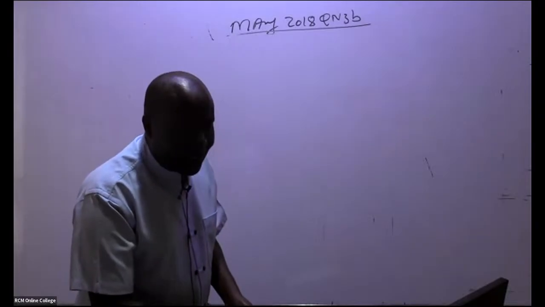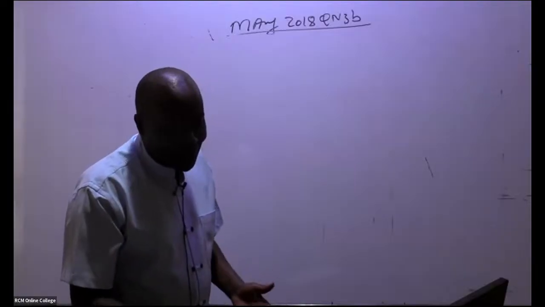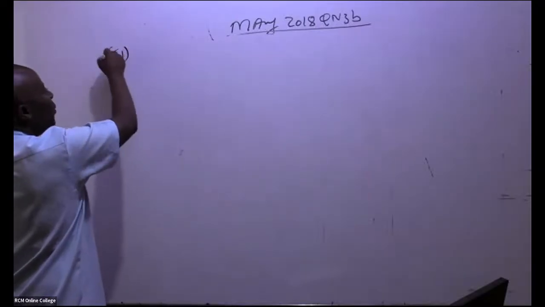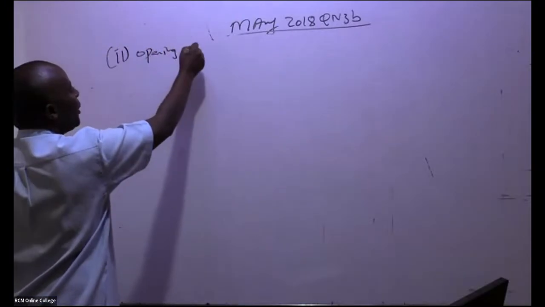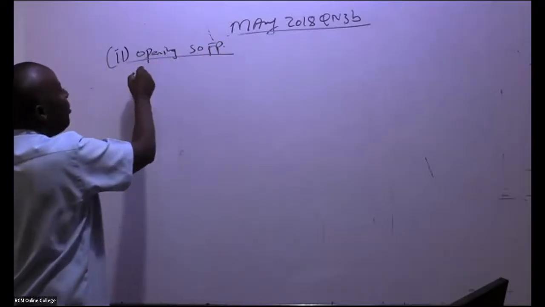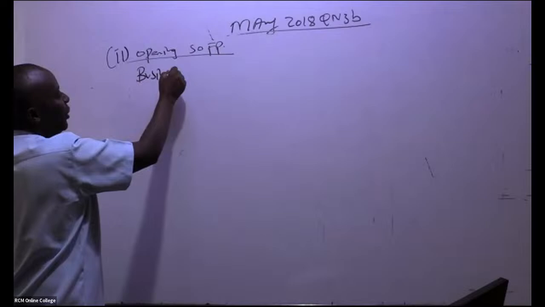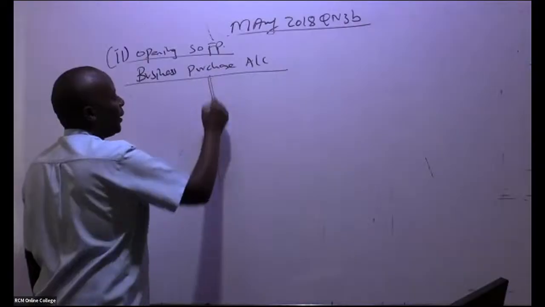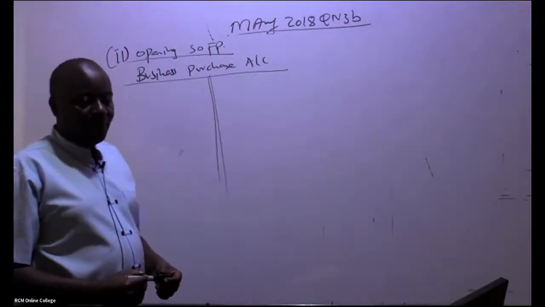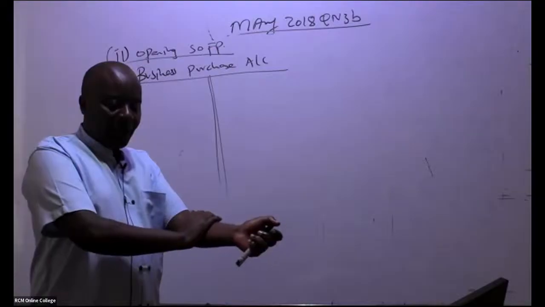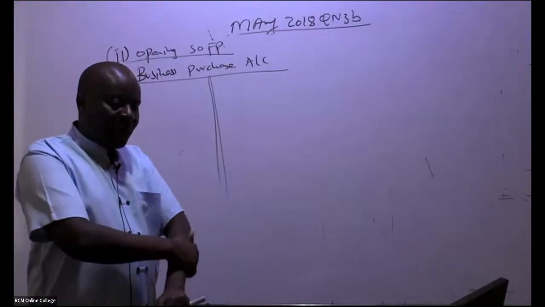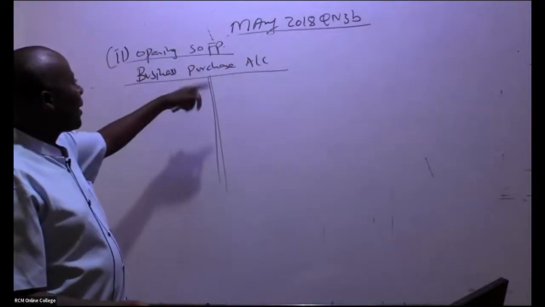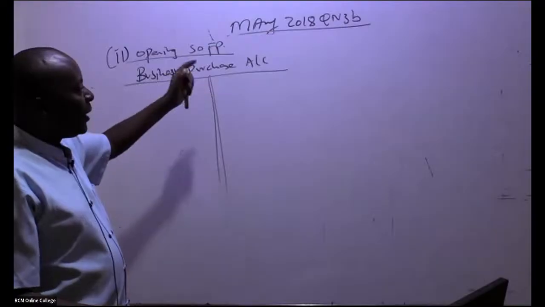Business purchase account is also known as the purchasing account. So this is number 2, where they want me to do the opening statement of financial position. But first, I'm doing a business purchase account. So in this case, ladies and gentlemen, we start with the usual business purchase account. Now you're looking at this from the company's viewpoint.